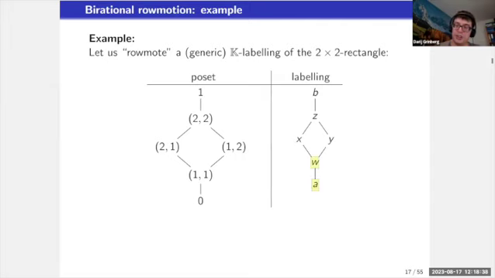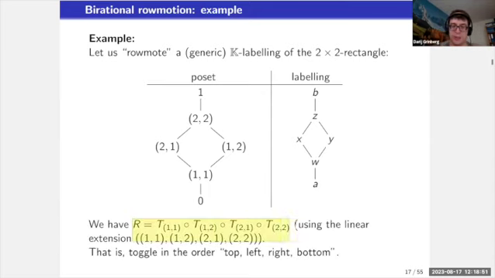Here is an arbitrary labeling of a 2x2 rectangle. Like everything is a different value. You cannot get more arbitrary. Now let's apply this rowmotion map to it. So you have to toggle from top to bottom according to a linear extension. So let's do it this way. First toggle this, then toggle this, then toggle this, then toggle this. Note that those extra vertices cannot be toggled and should not be toggled. They're only readable, they're not writable. Those labels A and B will never change.